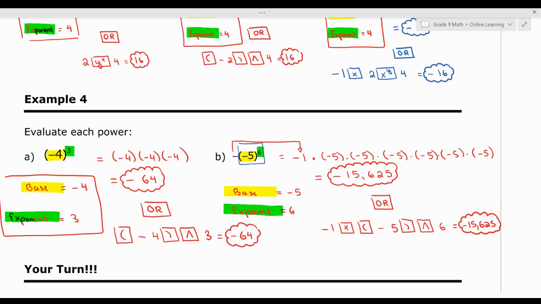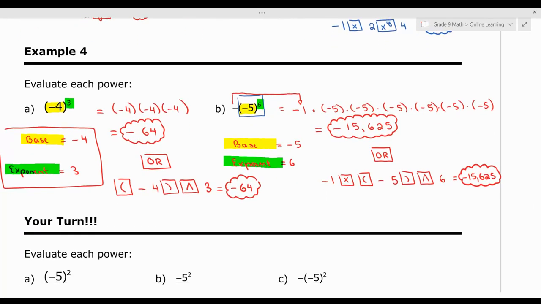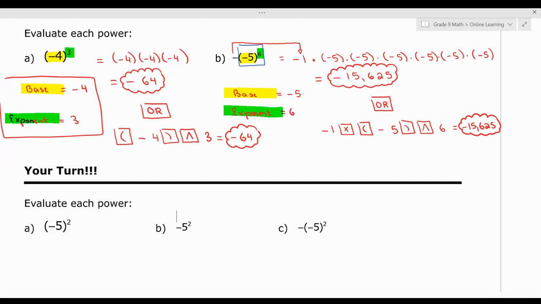Now what I want you to do is try 3 questions on your own. You'll notice it says "Your turn." There's a question A, a question B, a question C. They look very similar. They have 5s, they have 2s, but what's different is where the negative is located within the expression. So push pause on the video and try these 3 questions.